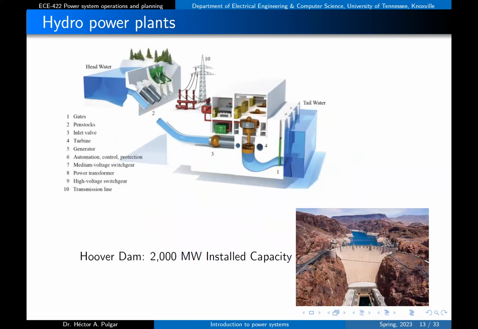Hydro, as I said, is the most typical one. You have a dam, and you have water, and a significant elevation. You need elevation to produce more power. So you let the water fall, and this will hit the turbine, and you will produce power. The power output is proportional to the elevation. And this is a well-known hydropower plant we have in the country with 2,000 megawatts of installed capacity.